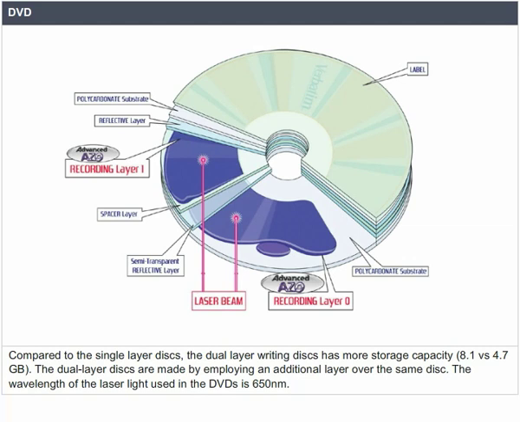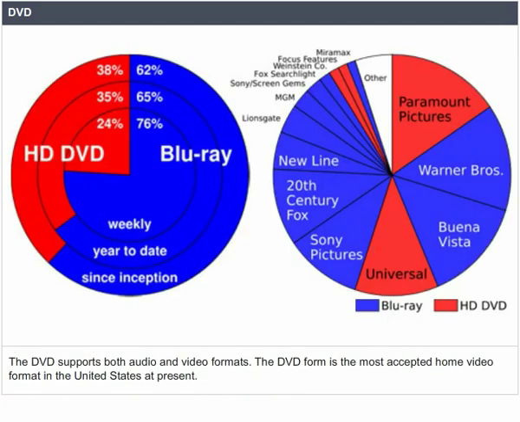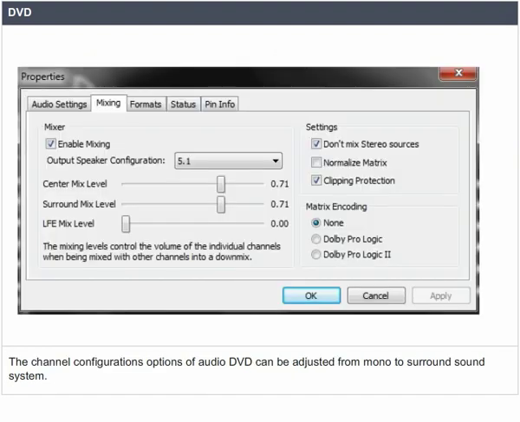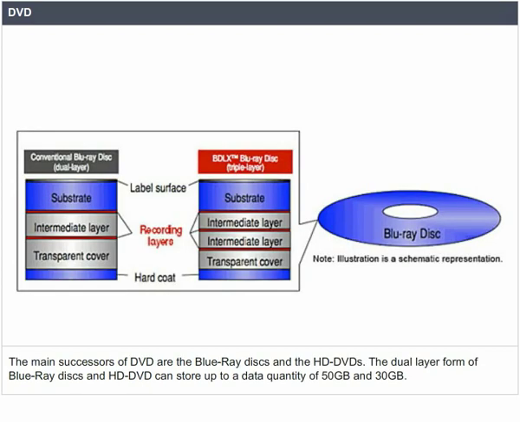The DVD supports both audio and video formats. The DVD form is the most accepted home video format in the United States at present. The channel configuration options of audio DVD can be adjusted from mono to surround sound system. The main successors of DVD are the Blu-ray discs and the HD DVDs. The dual-layer form of Blu-ray discs and HD DVD can store up to a data quantity of 50 GB and 30 GB, respectively.